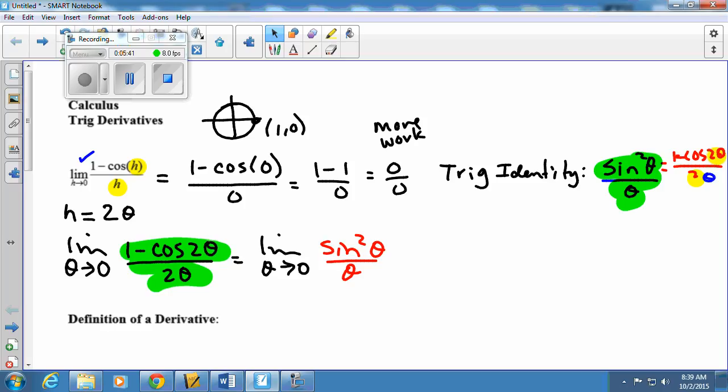Plug in 0, and what do you get? You get 1. How do you know you get 1? What's the sine of 0? Sine of 0 is how much? Sine of 0, 0. We okay with that? Okay, sine of 0 is 0. Over 0, I end up with 0 over 0. So what does that tell me I still need to do? More work. Has anybody seen something like this before?